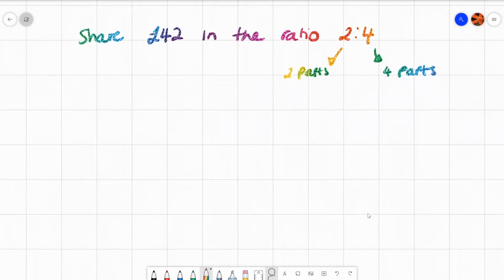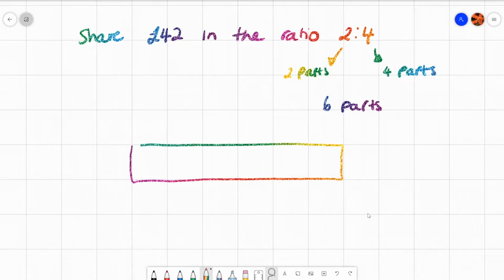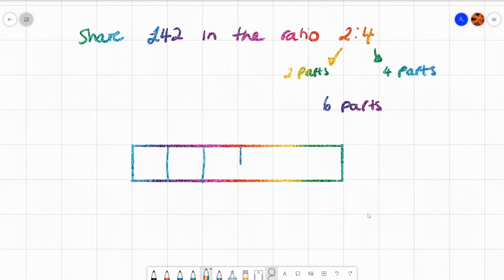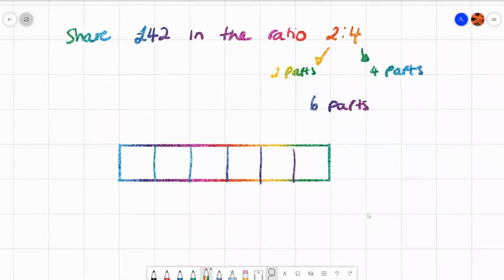So if somebody's getting 2 parts and the other person's getting 4 parts, how many parts is the money being shared into altogether? Well, it's being shared into 6 parts, isn't it? Now, because it's been shared into 6 parts, we are going to draw a box or a bar with 6 boxes in it. So let's have a go. So 1, 2, 3, 4, 5, 6, like that. Okay. And then we need to draw our lines in the little boxes. And you can see that I've got 6 boxes here.